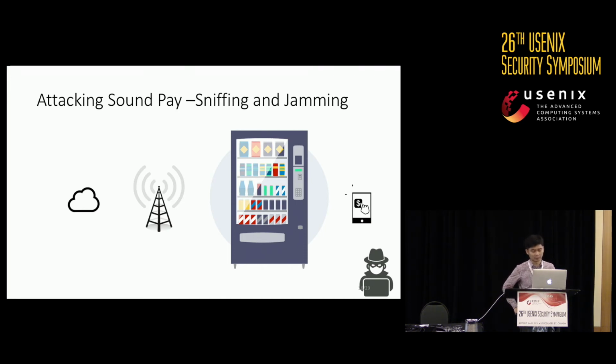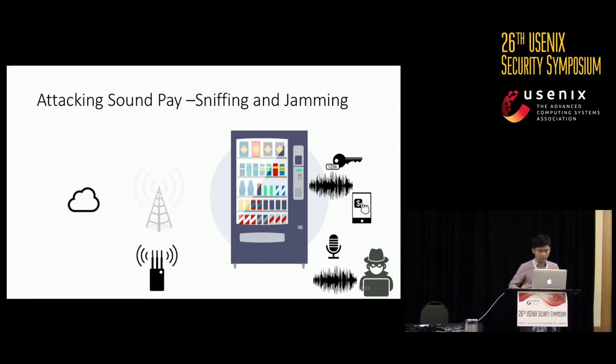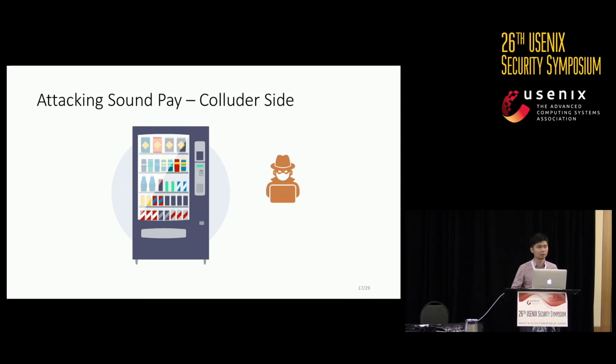The first step of the attack is sniffing. Once the customer generates the token and plays the clip of audio, at the same time the active attacker can also record the audio containing the token, and then she can immediately turn on a jammer to jam the network between the vending machine and the service provider. Then she just needs to send the recording to her colluder, who can play the recording at another vending machine to use this token.